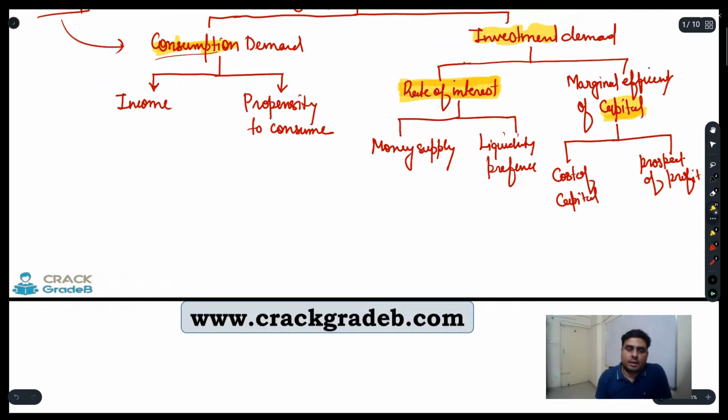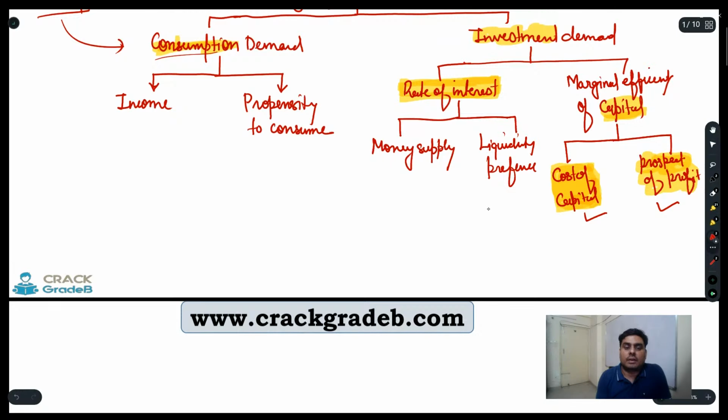rate of interest. Now, see, for example, suppose India is a country where labor is very cheap, right? And in India there is a huge population, right? So huge population means huge market, and that huge market is going to give me the prospects of profit. So both things are in my favor to go for investment.